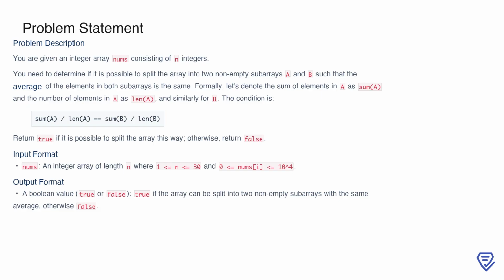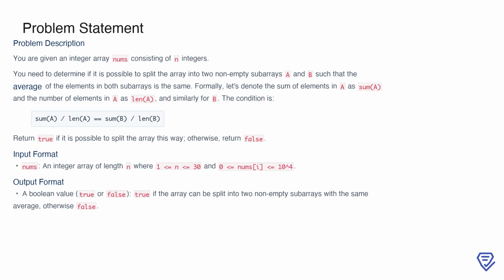In this problem, we are given an integer array called nums, which contains n integers. Our goal is to determine whether we can split this array into two non-empty subarrays, A and B, such that the average of the elements in both subarrays is the same. To break this down, the average of a subarray is calculated as the sum of its elements divided by the number of elements in that subarray.